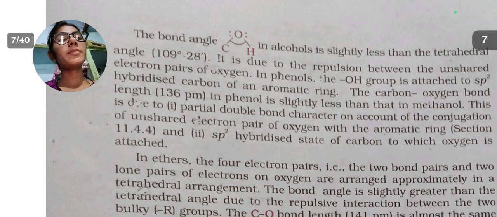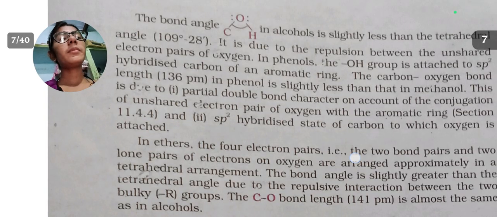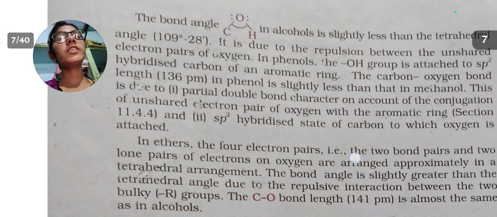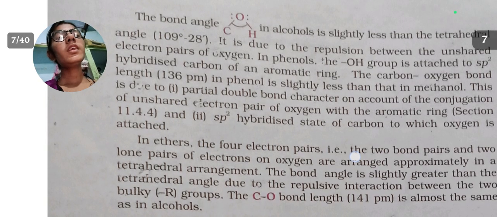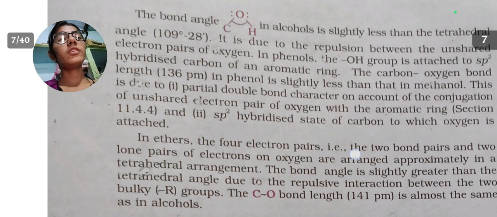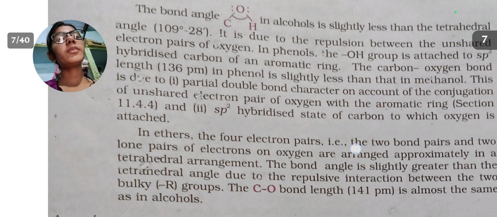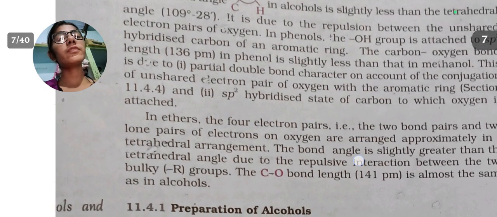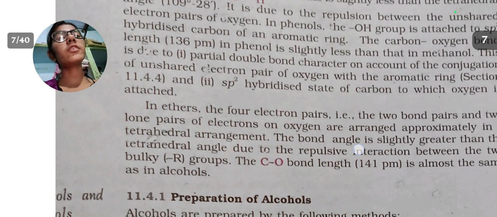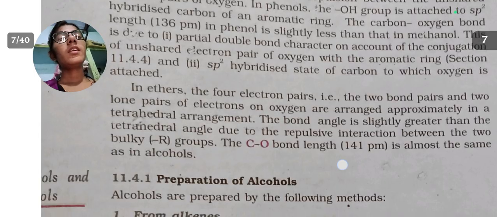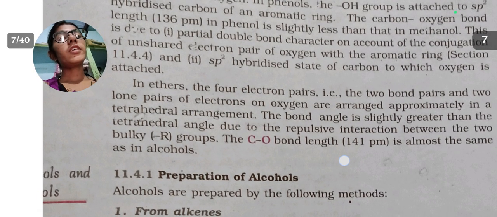In phenols, the OH group is attached to the sp2 hybridized carbon of the aromatic ring. The carbon-oxygen bond length is 136 picometers. In phenols it is slightly less than in alcohols. This is due to partial double bond character on account of the conjugation of the unshared electron pair of the oxygen with the aromatic ring, and the second reason is the sp2 hybridized state of the carbon to which the oxygen is attached.